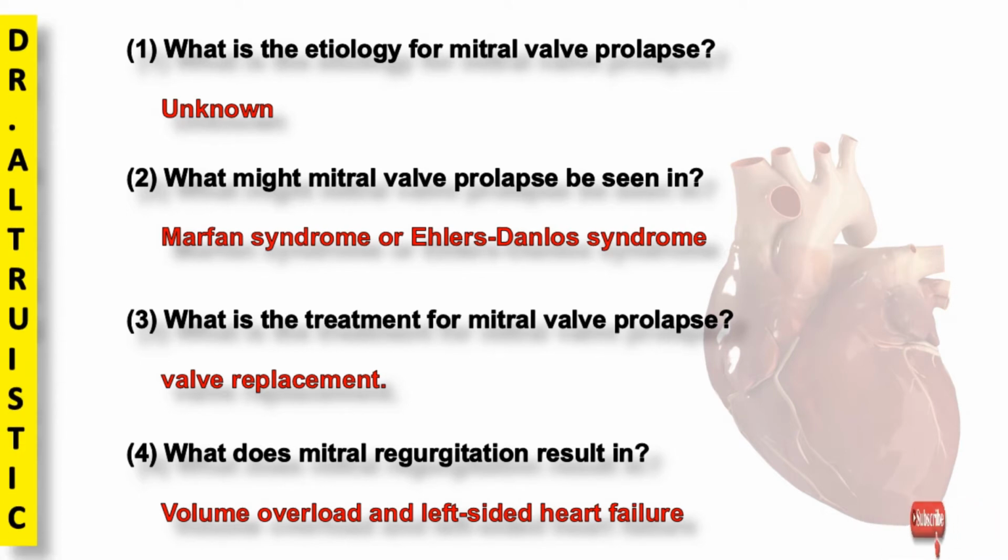1. What is the etiology for mitral valve prolapse? Unknown. 2. What might mitral valve prolapse be seen in? Marfan syndrome or Ehlers-Danlos syndrome. 3. What is the treatment for mitral valve prolapse? Valve replacement. 4. What does mitral regurgitation result in? Volume overload and left-sided heart failure.